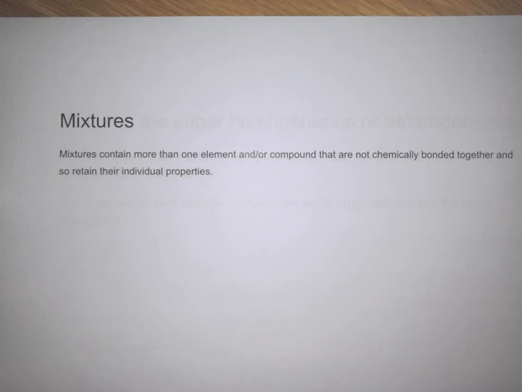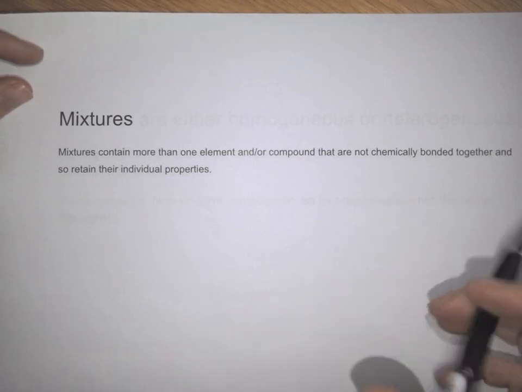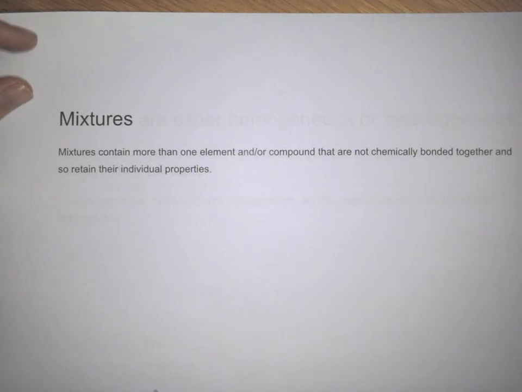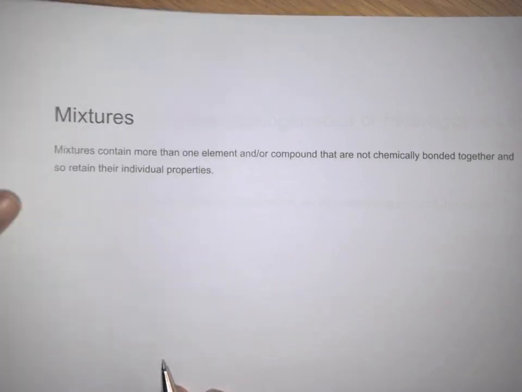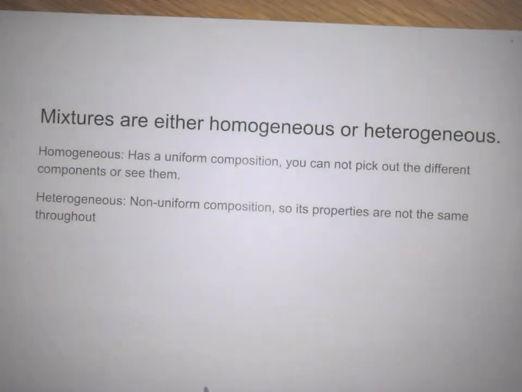It's like mixing salt and sand. They will not react and create another species or another compound. They're just a mixing of salt and sand together, and you can separate them from each other without making any reactions. So that is a mixture. So a mixture contains more than one element and or compound that are not chemically bonded together, so they can retain their individual properties.